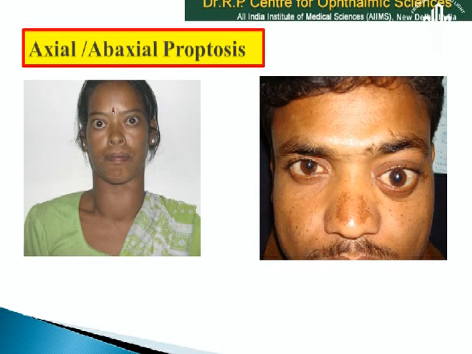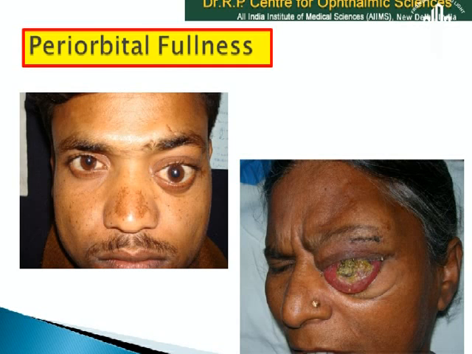Then, in patients with axial proptosis, you will have this bilateral protrusion of the eyes along with the lateral flare, a classical case of thyroid, and abaxial proptosis like in this adenoid cystic carcinoma patient. Then look for the periorbital fullness as per the lesion.